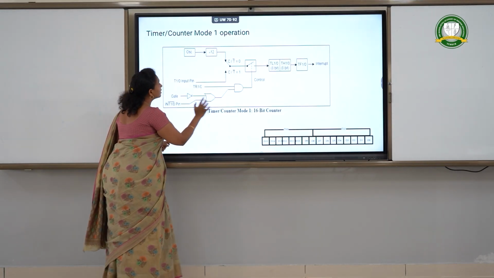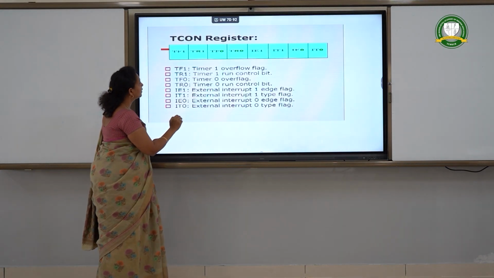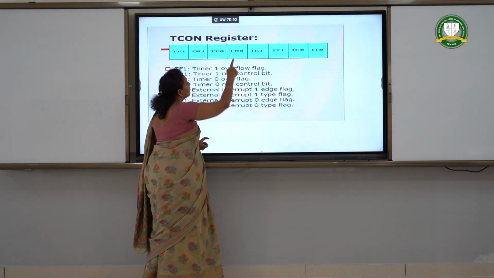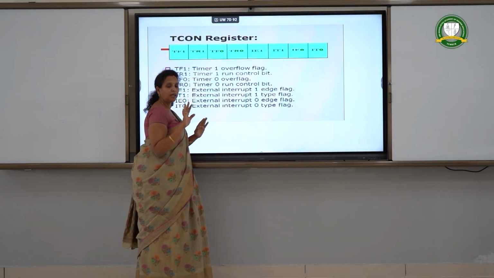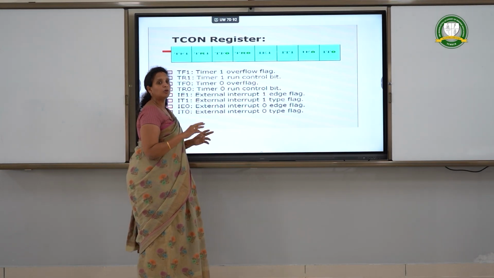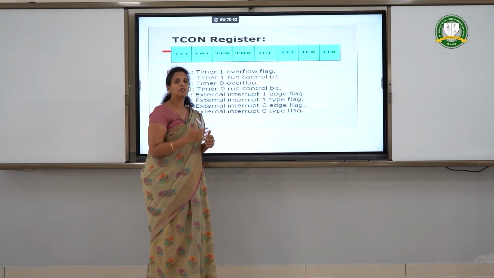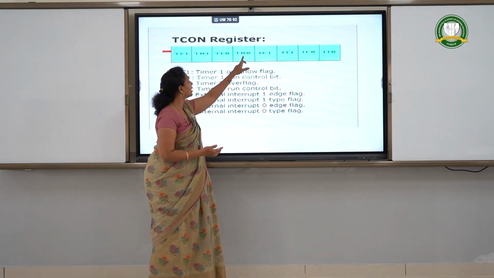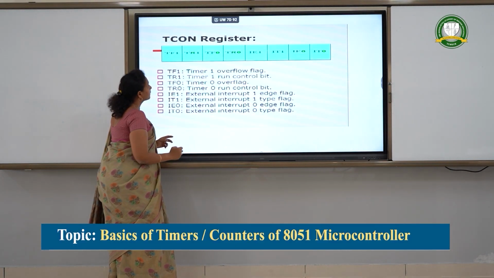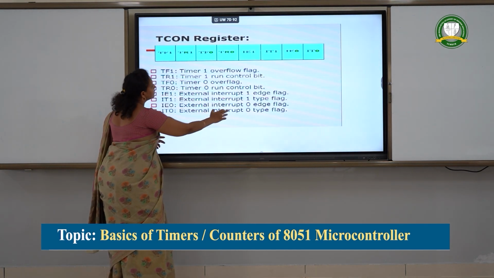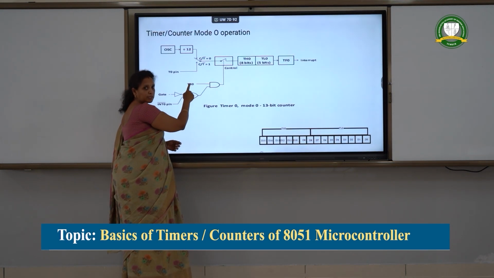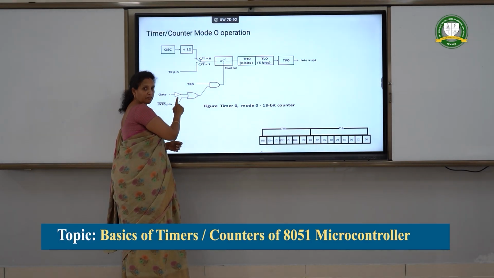Hope everybody remembers from the previous one, as we have mentioned, this TR0 is the timer 0 run control bit. If we make this 0, the timer will be off. If we make this 1, the timer will be on. So, in order to turn on the timer, we have to make this particular value 1. That is what is indicated in this block diagram. That is, the TR0 bit has to be 1 and these values have to be given properly.